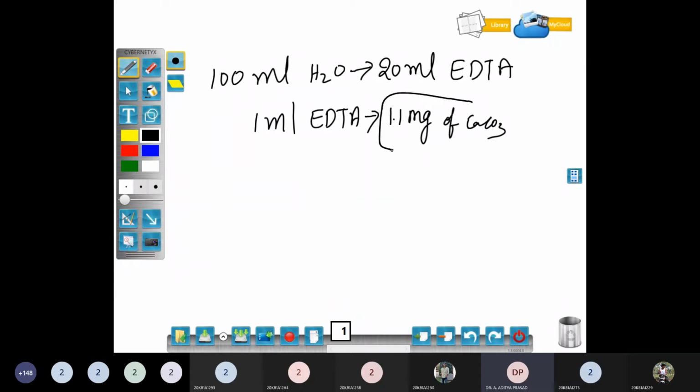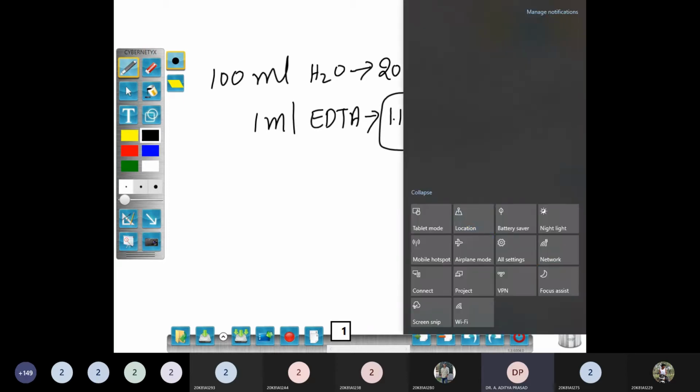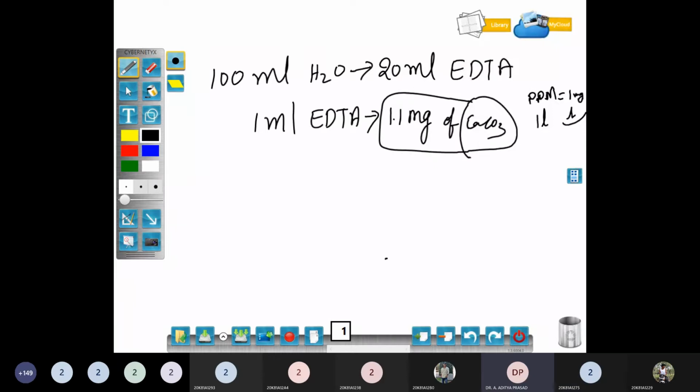What we have to find out is the calcium carbonate present in 1 liter. It is also called ppm. ppm is equal to 1 milligram per liter. For 1 liter, how much calcium carbonate is there? We need to find out. So for 1 ml of EDTA, this much calcium carbonate is there, which means for 20 ml of EDTA, how many milligrams of calcium carbonate will be there?